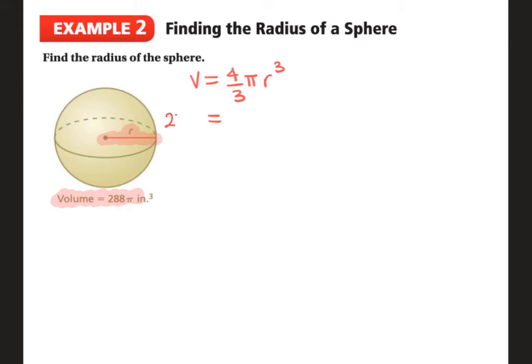We know the volume is 288 pi, and we have 4/3 pi, and our radius cubed is what we do not know. So in front of our r cubed, we do have this 4 over 3 pi. Now remember, we can think of this as just a number, and we want to solve for r. So we're isolating for the variable r. So if 4 over 3 pi is being multiplied to r cubed, we know that we can divide both sides by 4 over 3 pi.